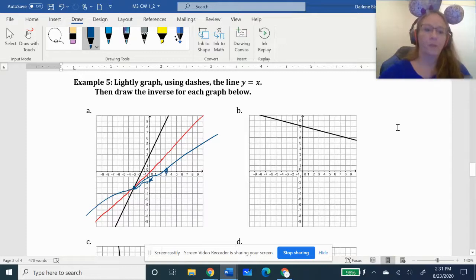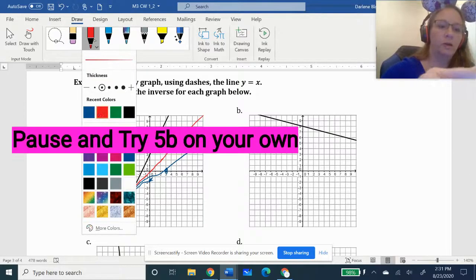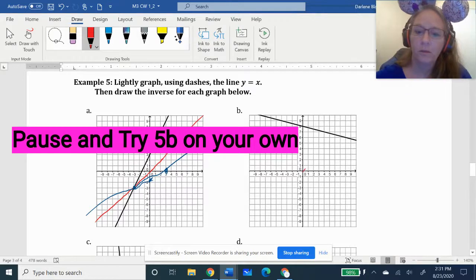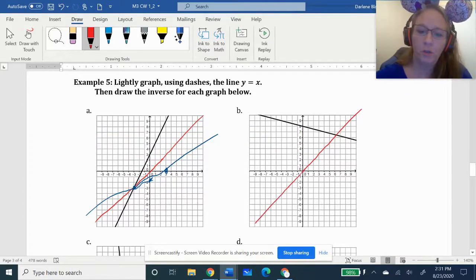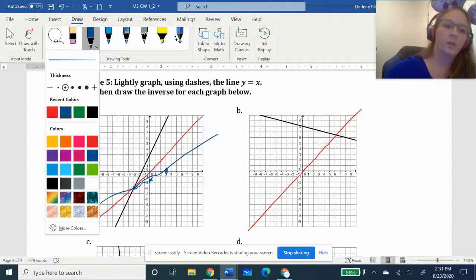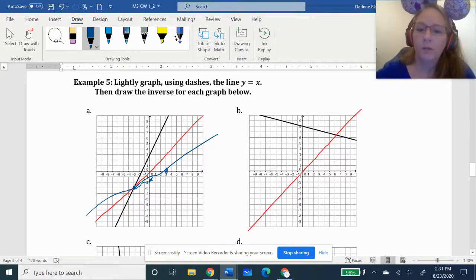Part B, also start with drawing y equals x. Then you want to draw the inverse. Start with where that graph intersects y equals x. That is where the original graph shares a point. Then look for x-intercept, y-intercept of the original graph. I see a y-intercept of the original graph at 8. So y equals 8 is going to turn into x equals 8 as an x-intercept.